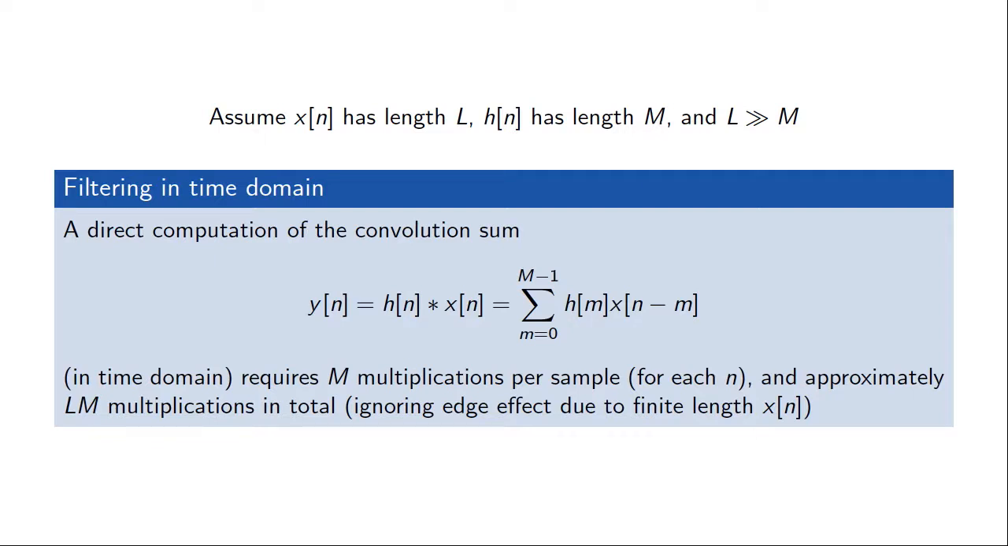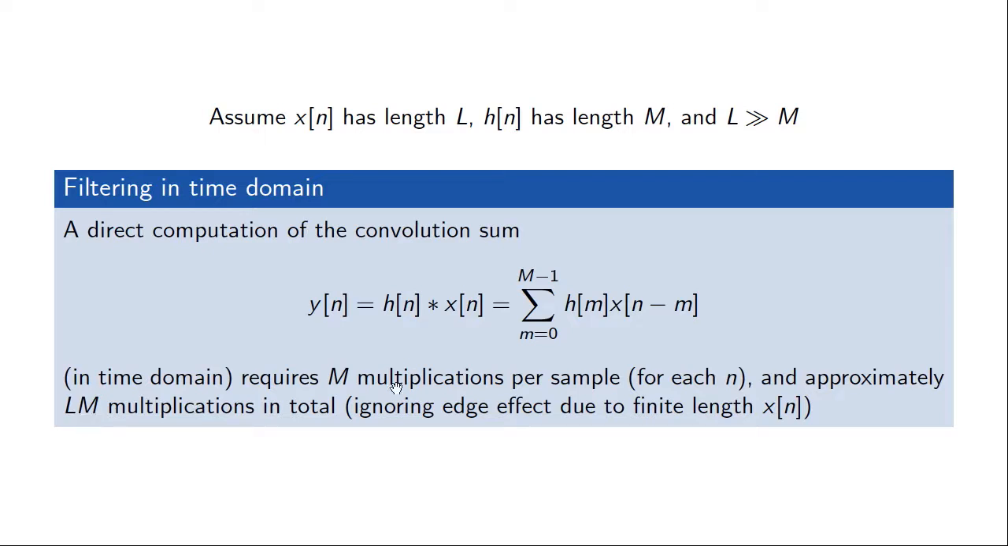And we've already seen that if you compute the output of a linear and time invariant system using the direct evaluation of the convolution sum, which for a finite length impulse response would be a sum over the M terms, which would be the length of the filter, we would have M multiplications per sample in the output signal y of n. So if you look at the total number of multiplications overall, since we have to do this for each of the input samples of x of n, we would have approximately L times M multiplications in total.